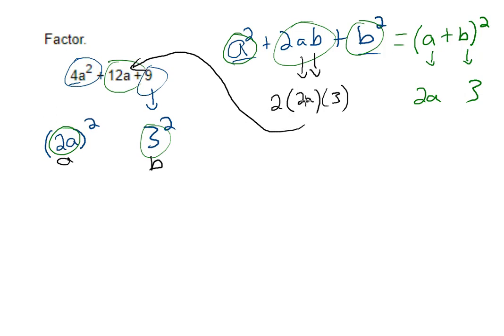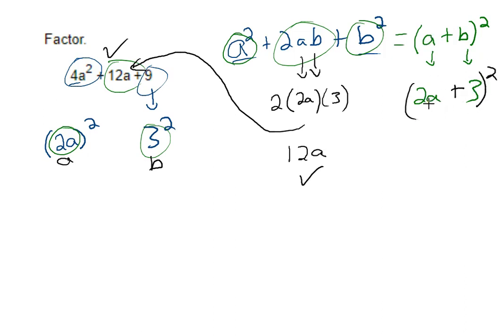So 2 times 2 is 4, times 3, that's going to be 12. The a copies down. So I get 12a just like I have in my problem, which means the formula fits perfectly with the problem that I was given, which means the answer I'm getting from my formula is the correct answer. Right. So everything else copies down.